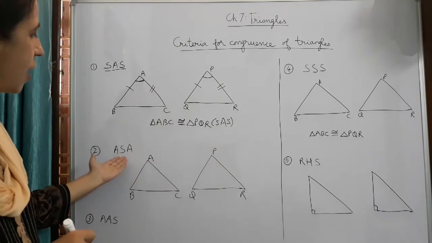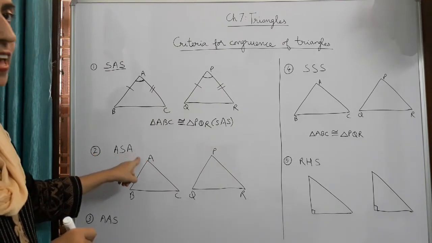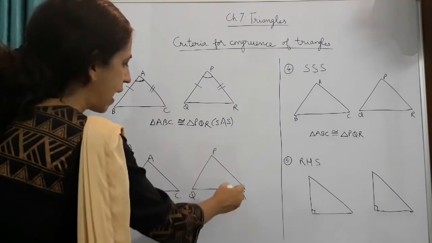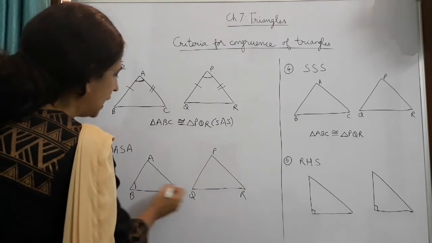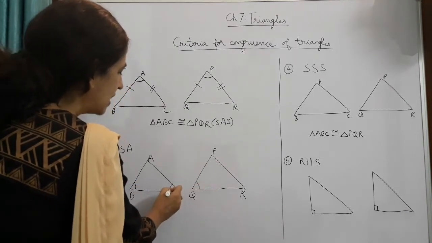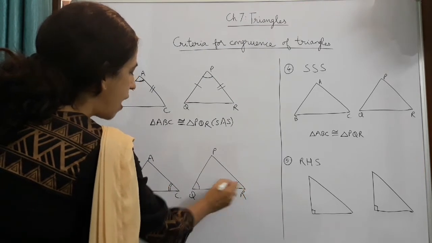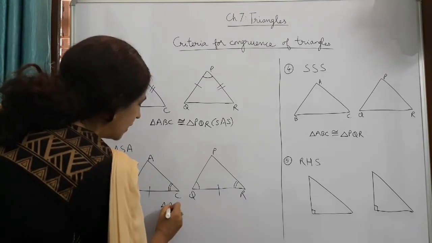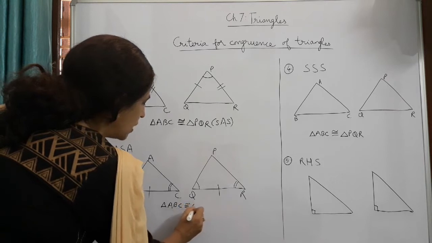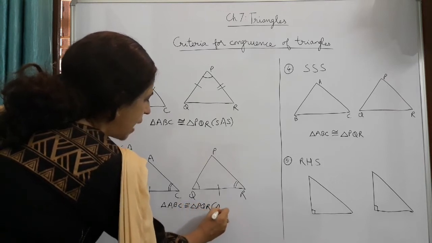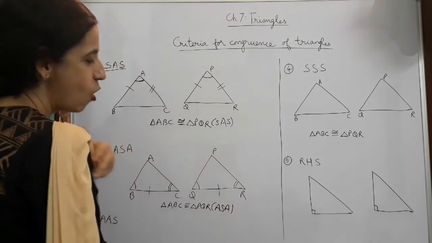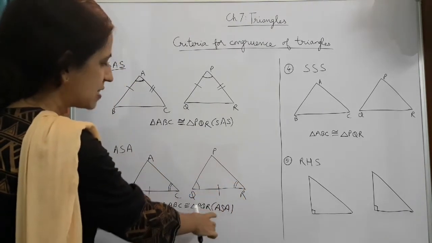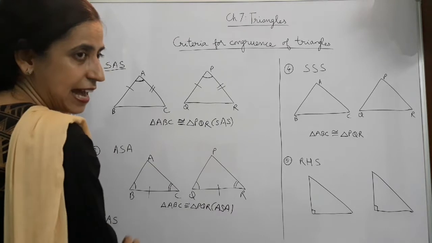The next criteria of congruence is ASA, angle, side, angle. So if we have triangle ABC and triangle PQR in which angle B is equal to angle Q, angle C is equal to angle R and BC is equal to QR, then we can say that triangle ABC is congruent to triangle PQR by ASA criteria of congruence. So these are the two angles and the side is the included side in this ASA.